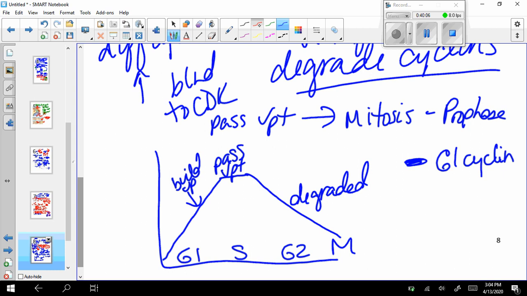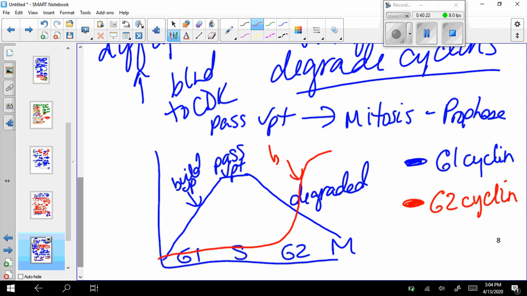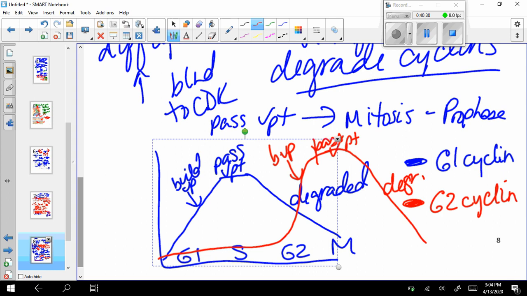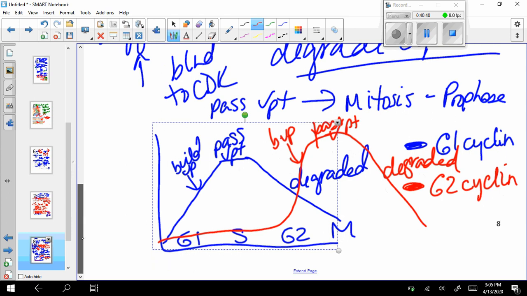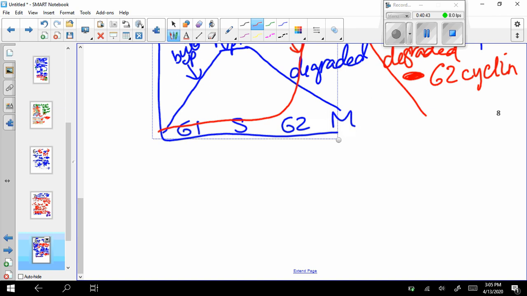And then I need a different cyclin. So this is my G2 cyclin. These levels are non-existent, and then all of a sudden during G2 they go up. So now this builds up, and this allows me to pass my checkpoint, and then it will get degraded. The name cyclin actually came from the fact that it goes through a cycle. It goes up and it goes down in levels. And the control of that allows your cell to only do mitosis as desired.